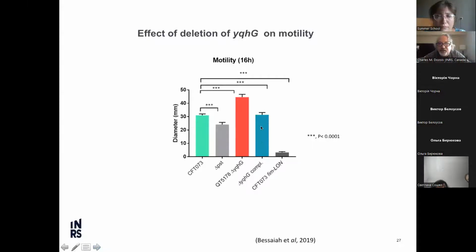We see here as well that when it's complemented, it drops back down to levels more similar to the wild type. And here is an example to show when there are lots of these type 1 Fimbriae made and locked on, the strain is almost non-motile. And so even if it has the flagella, there's been a complete switch to becoming sessile and making a lot of these type 1 Fimbriae.